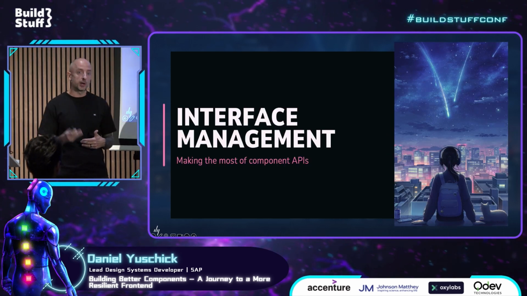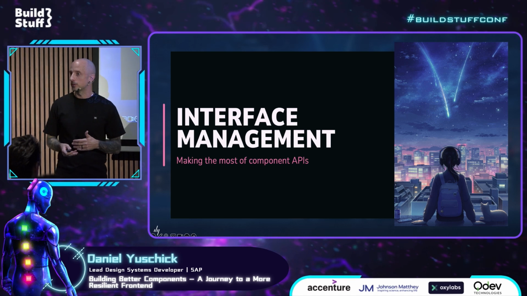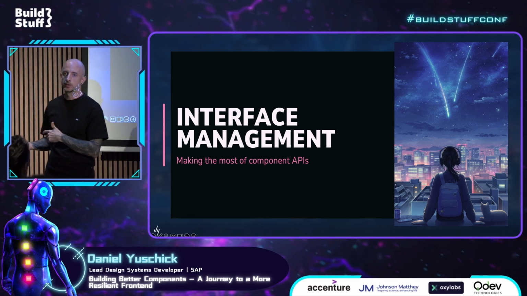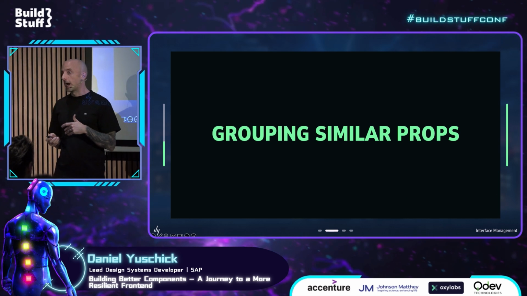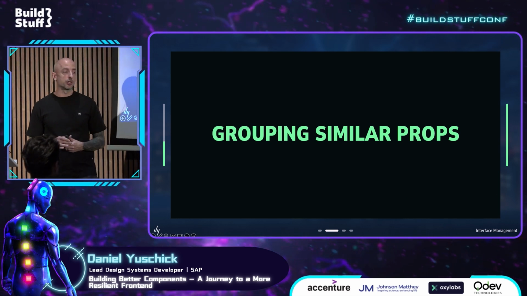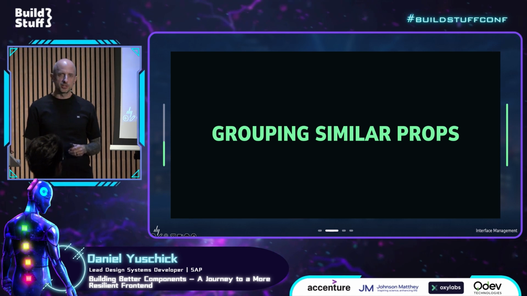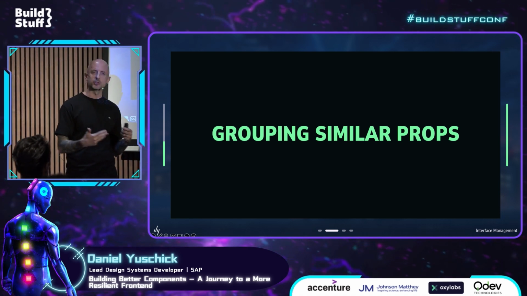I think we can just go ahead and get started with our interface management and how do we make the most out of our component APIs. We're going to look at three keys in this section. The first one, we're just going to dip our toes in the water a little bit, have a nice little easy intro here. That's just going to be grouping similar props.